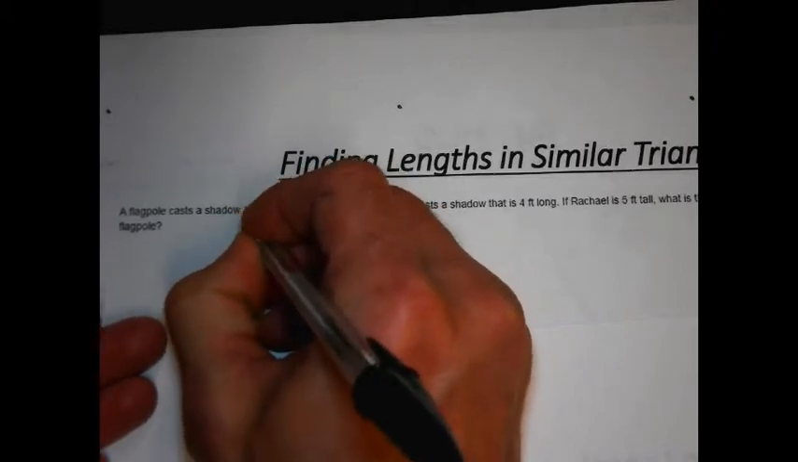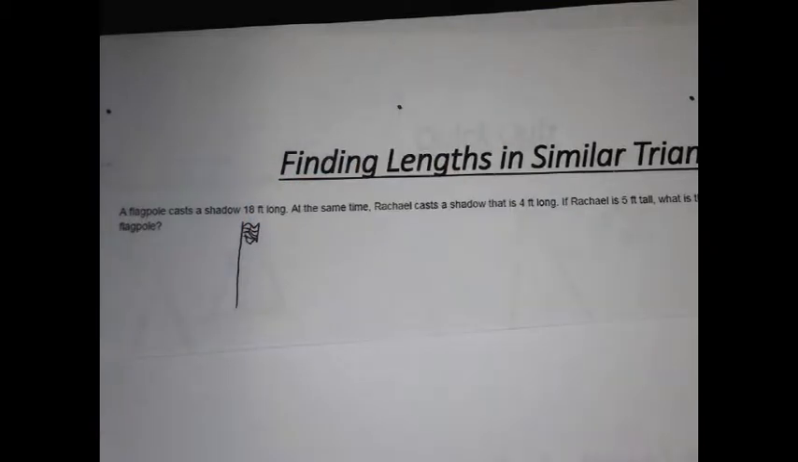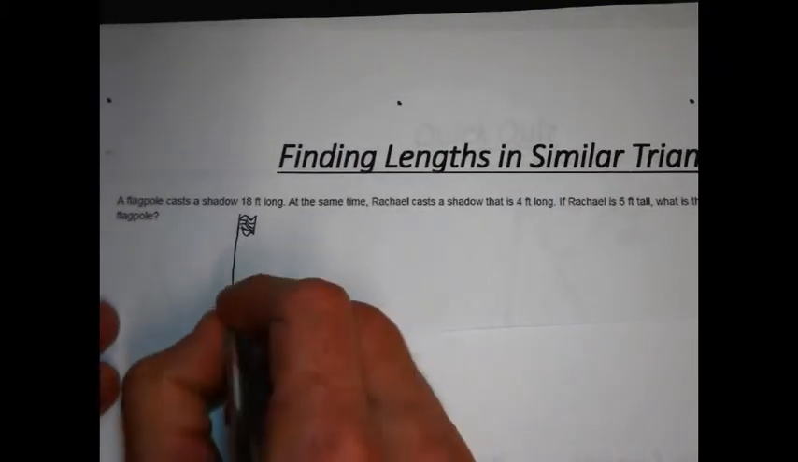Here, I'll even do a little bit of stars and stripes. Okay, so there's our flagpole, and it casts a shadow that is 18 feet long. At the same time, now that's important. This is the key: at the same time. So at the same time of day, everybody's shadow is the same proportion, by the way.